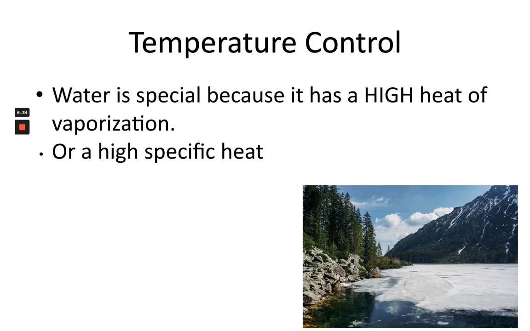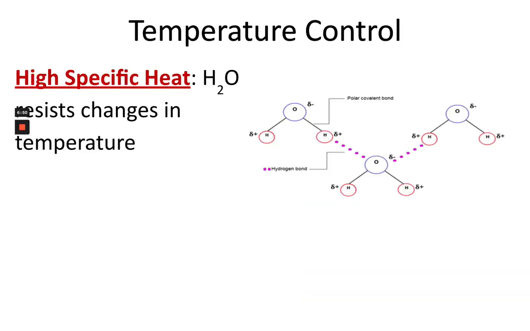So now let's move on to our next property of water that makes it so important for life here on Earth, and that's temperature control. Water is very special because it has a really high heat of vaporization or a high specific heat. So what does that mean? Well, that means that water resists changes in temperature. It takes a lot of energy to change the temperature of water even 1 single degree.